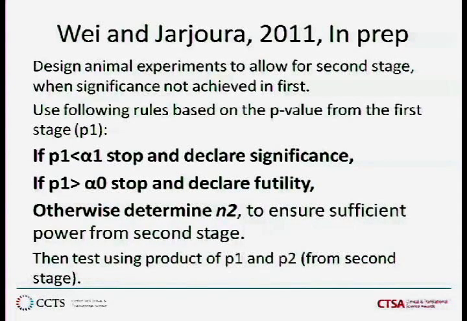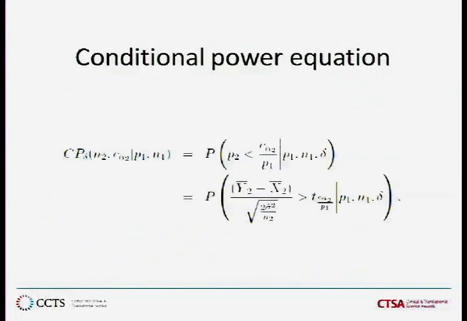So if it's greater than 0.1, you stop and declare futility. But if the p-value from that first experiment is then between alpha 1 and alpha 0, you determine the size of the second experiment in order to provide you with adequate power to get significance when you combine the data from the first experiment and the data from the second experiment. Fairly simple. We tried to make it a fairly simple process.